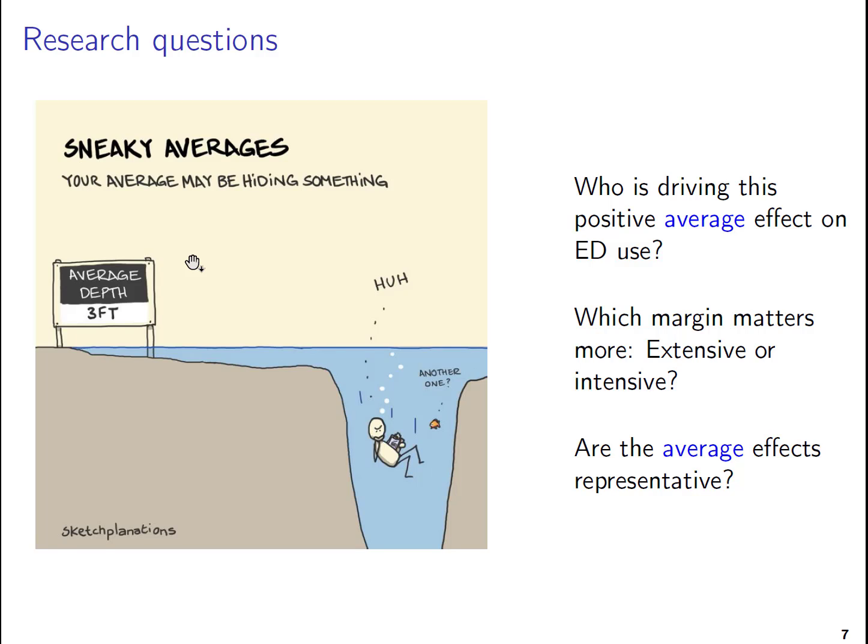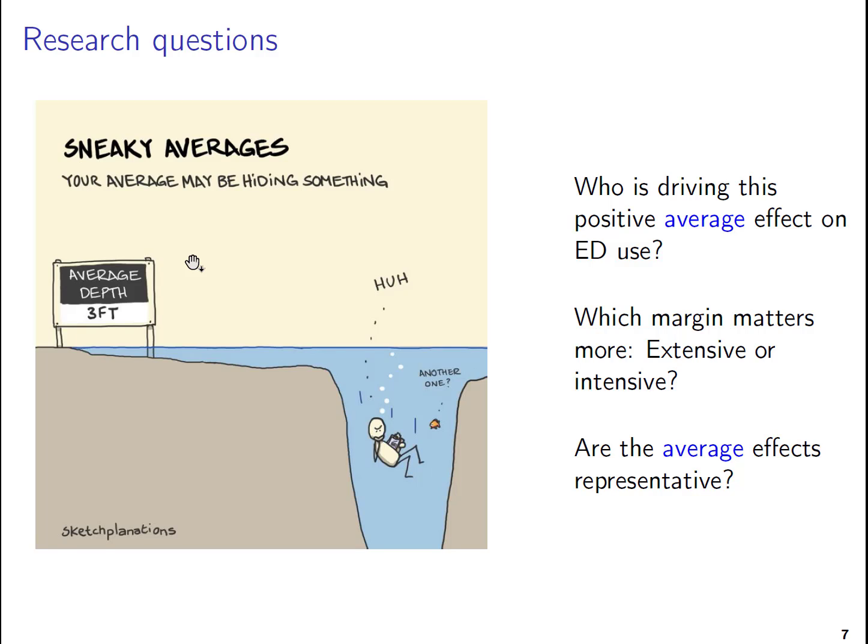Is it mostly happening on the intensive or the extensive margin? And are these average effects representative? And this should come as no surprise. We know that when effects are heterogeneous, the average effect is not representative of the individual treatment effects. So in the presence of heterogeneity, we've got to look a little deeper to understand which subpopulations are driving these effects, especially in the case that it has implications for policy.